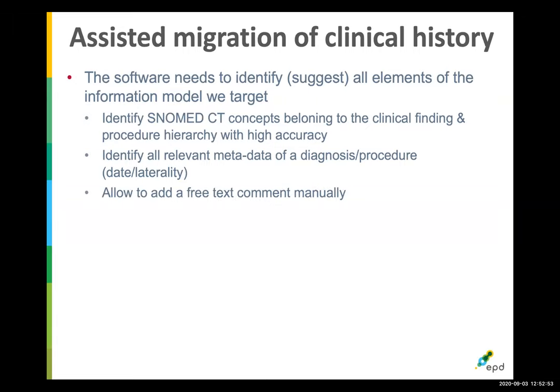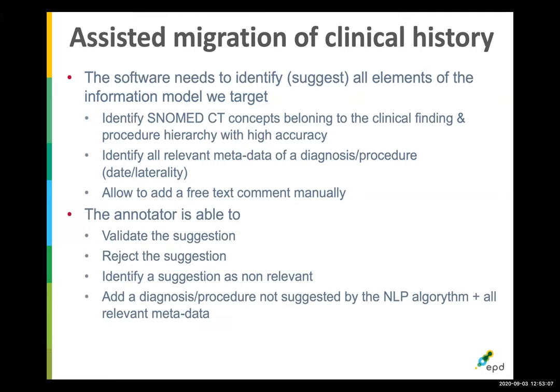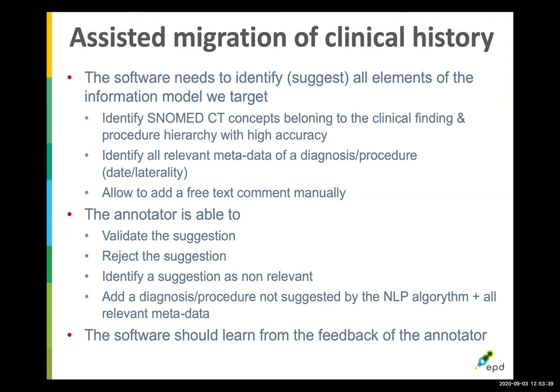And of course, in the software, we would need the ability to add the free text comment that is often necessary to elaborate on a diagnosis. And then we would need, well, the assisted part is the annotator who would validate a suggestion or reject a suggestion, or identify that a suggestion is not relevant, or maybe if the software did not identify a relevant diagnosis or procedure, give the ability to add a diagnosis and a procedure that is not suggested, and of course all relevant metadata. And what we also wanted was a software that could learn from the feedback of the annotator.